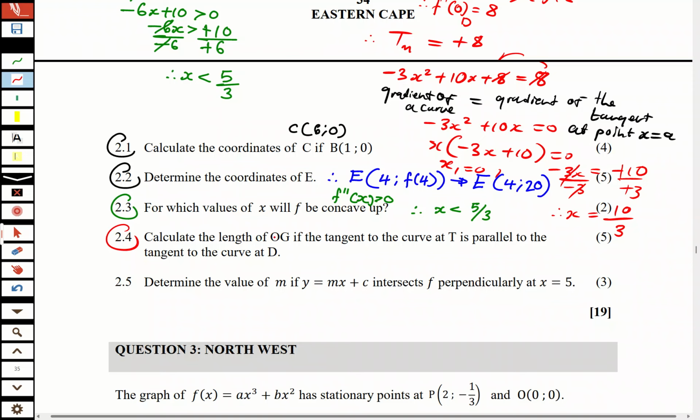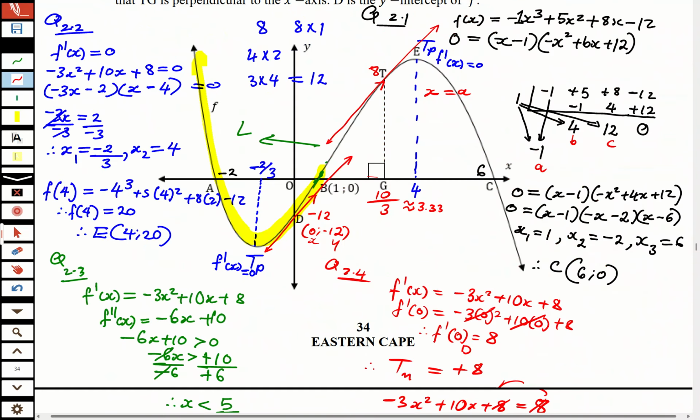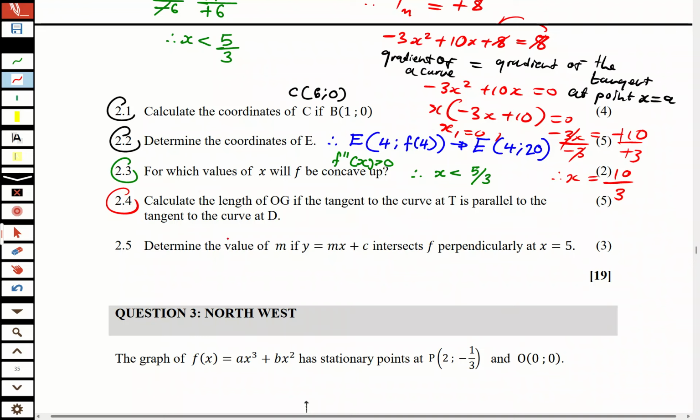They said to calculate the length of OG. So where's O? O is here, and this is just the origin. From 0 to G, what is the length there? It is just 10 over 3. So I'm just going to say, therefore, length OG is simply 10 all over 3 units. Remember, length has units. So this will be your answer.